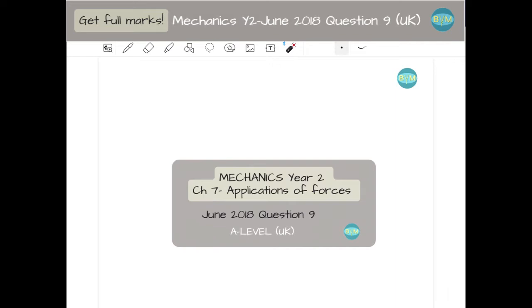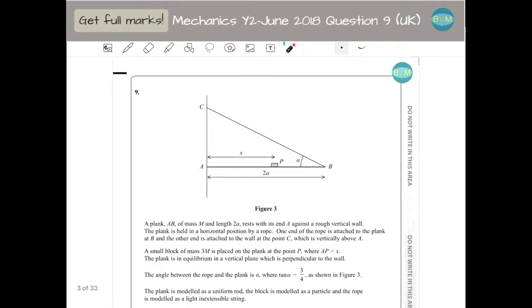Hello, this is question 9 on the June 2018 paper. It's a Mechanics Year 2 question of Chapter 7, application of forces, and these questions can sometimes be not complicated but complex. So I'm going to show you how you can get full marks on it.